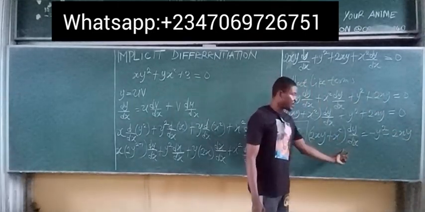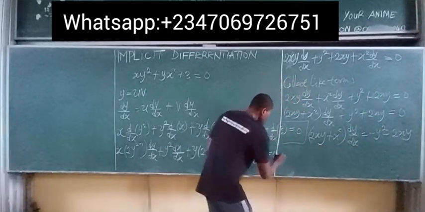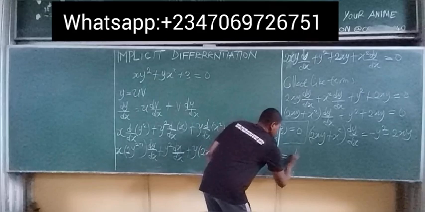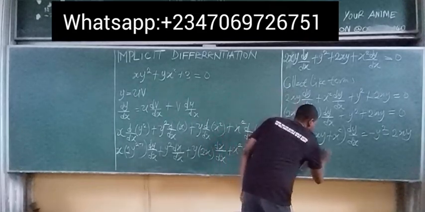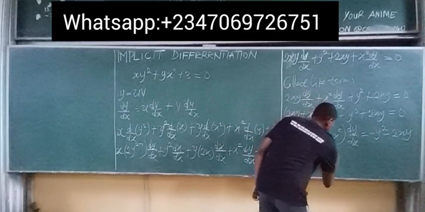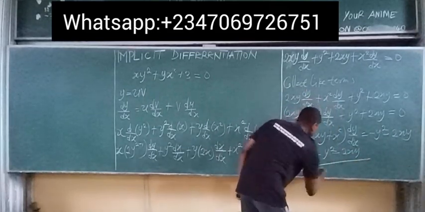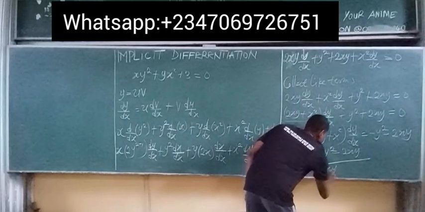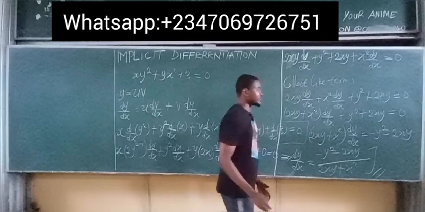So from here it's easy. I can now make dy dx the subject simply by dividing through by the whole of this term. This simply implies that dy dx itself is simply minus y squared minus 2xy all over 2xy plus x squared. So you simply have this.